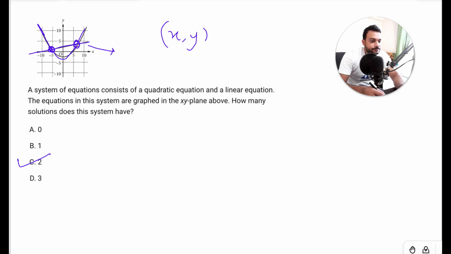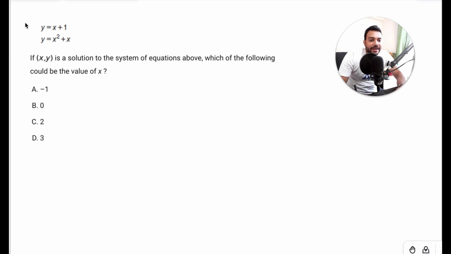Next question. y is equal to x plus 1, y is equal to x squared plus x. If x comma y is a solution to the system of equations above, which of the following could be the value of x? Okay, so x comma y is a solution, they've said that. So we need to find out the probable value of x. The first equation, y is equal to x plus 1, looks pretty similar to the second one, y is equal to x squared plus x.